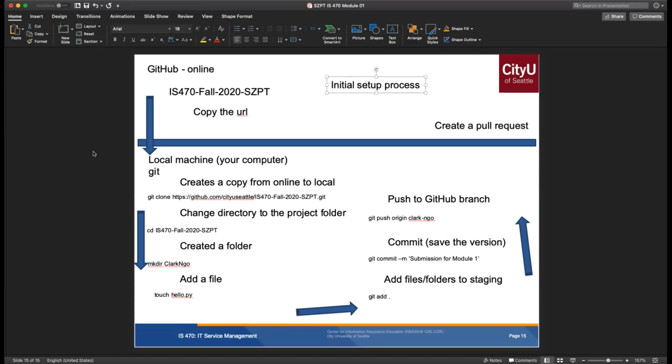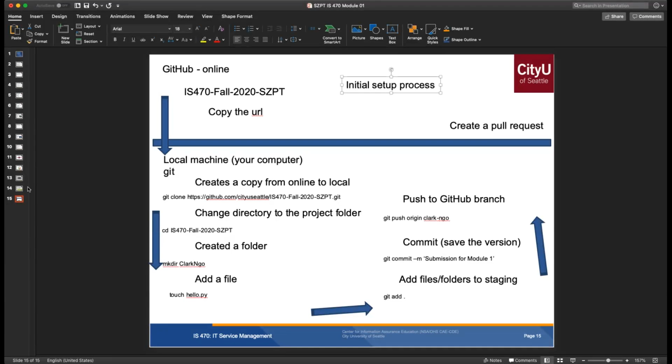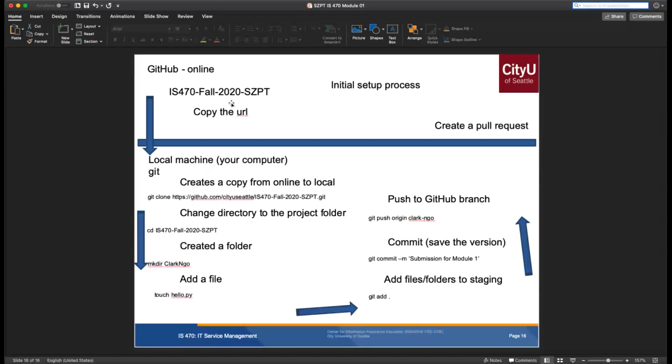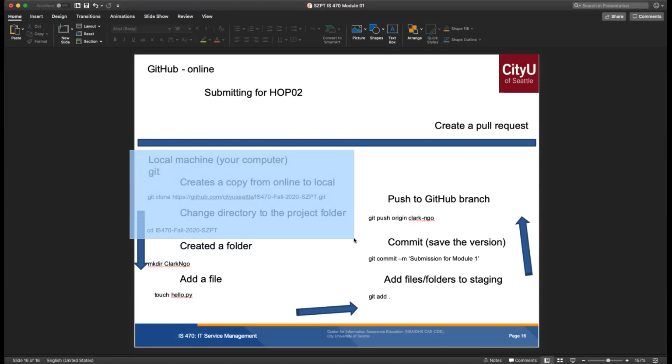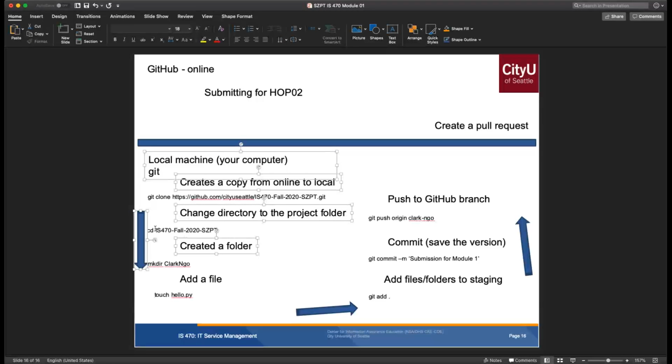If we now have done the initial setup, we can now modify it. We no longer need to copy the URL because we already did. So we can say submitting for HOP02. Okay, so you don't need to do this. You already have a copy, right? You just need to open the folder, right?